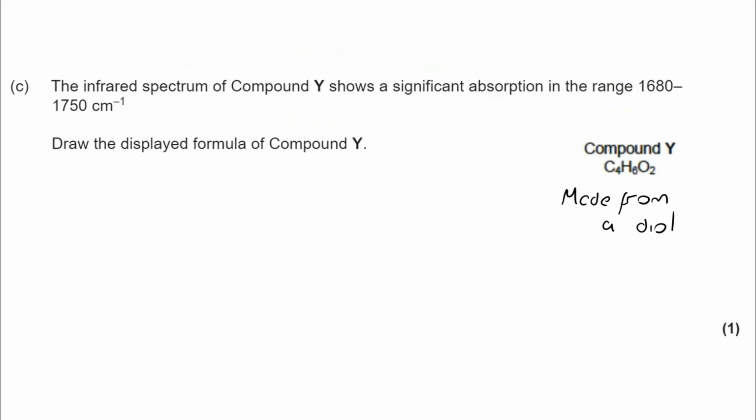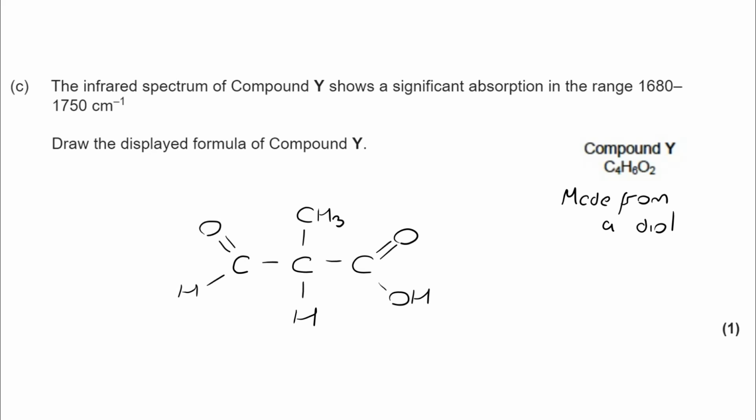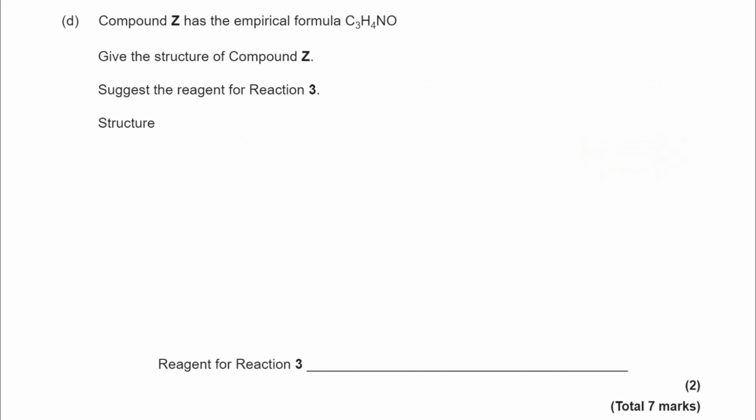Moving on to part C, we have got here the infrared spectrum of compound Y. It's showing a significant absorption in the range 1680 to 1750. Now that immediately stands out as a carbonyl. We also know, if we look back at the original reaction pathways, that we're starting with a diol. So it makes sense that from that diol, we are going to make a dioic acid. And so we see this: methylpropanedioic acid.